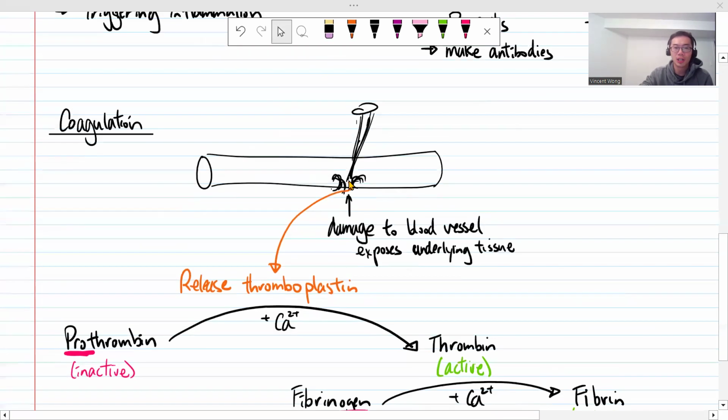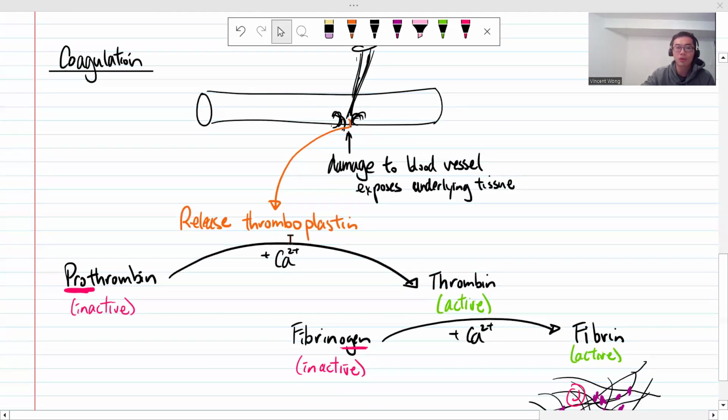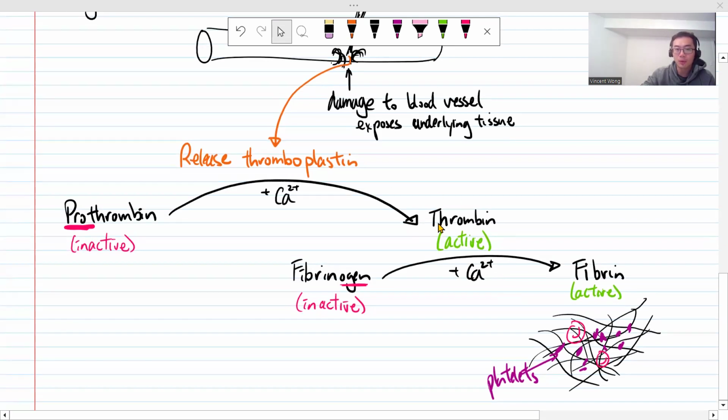So first of all, when you damage the blood vessel, the underlying stuff is exposed. Okay, so it releases this thing called thromboplastin. Thromboplastin will activate prothrombin, and then it turns it into thrombin. And thrombin will activate fibrinogen, which turns it into fibrin. And then the fibrin will form these nets to trap the red cells and the platelets.